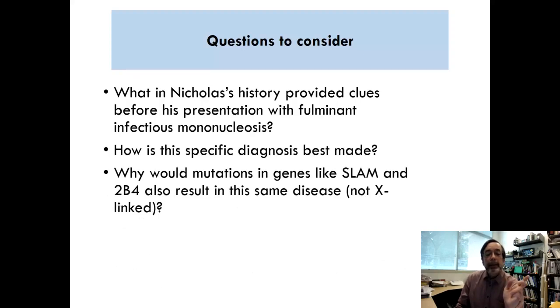Why would mutations, so there are genes like SLAM and 2B4. What if you had a mutation in SLAM? Why would it also result in the same disease, but it would not be X-linked? What if you had another signaling protein that was in the SAP pathway? Actually, the SLAM gene is only on CTLs. The 2B4 gene is only on NKs. These are the specific receptors, these in SAP, I want you to think about.